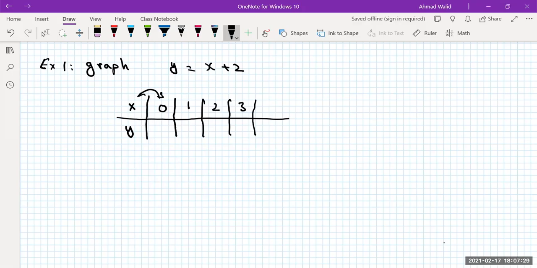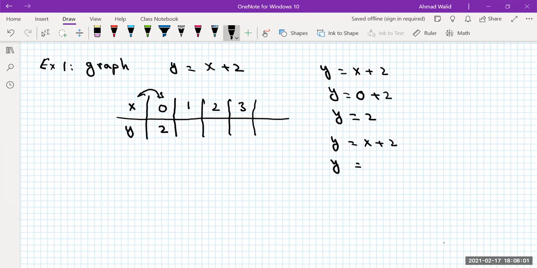Now, these values are the values of x, right? When x is 0, how much is y? To find that, write your equation, y equals x plus 2. Now, replace x, or substitute the value of x, in your equation. Then y equals, how much is x? x is 0, plus 2, y equals 2. When x is 0, y becomes 2. Again, your equation, y equals x plus 2. Then y equals, how much is x this time? 1. 1 plus 2, y equals 3.